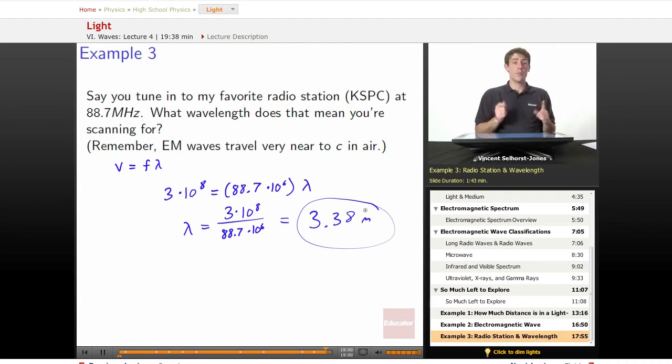It's really interesting to compare how much difference there was between the wavelength of that green light, tiny, tiny thing, 525 nanometers, to 3.38 meters. That's practically 2 of me standing on my shoulders. So that's a really tall wavelength.